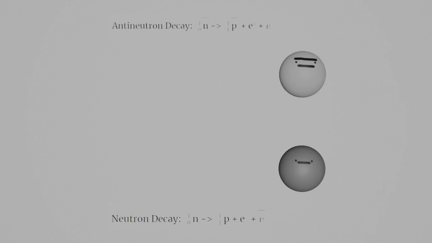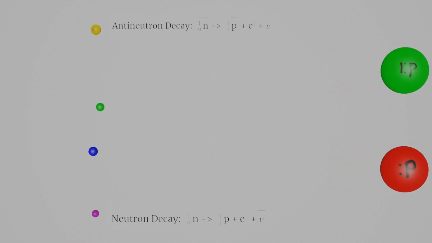Under high energies like in fusion, up can become down plus a positron and an electron neutrino, while down decays into up plus an electron and an electron antineutrino, which is consistent with neutron and antineutron decay, though down quarks are more stable in hadrons.